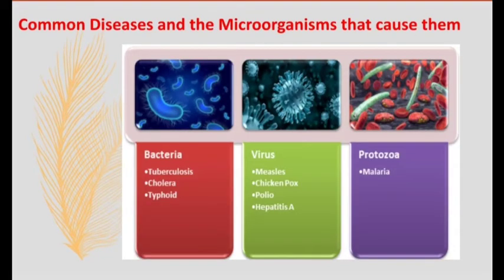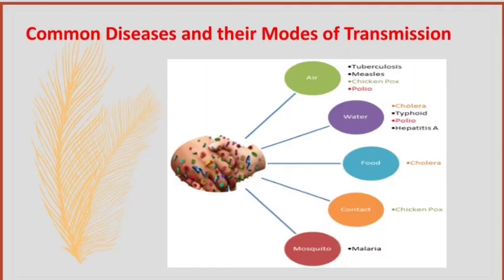Here we can see some common diseases and the microorganisms that cause them. For example, bacteria cause tuberculosis, cholera, and typhoid. Viruses cause measles, chickenpox, polio, and hepatitis A, and protozoa cause malaria. This picture shows modes of transmission of diseases.